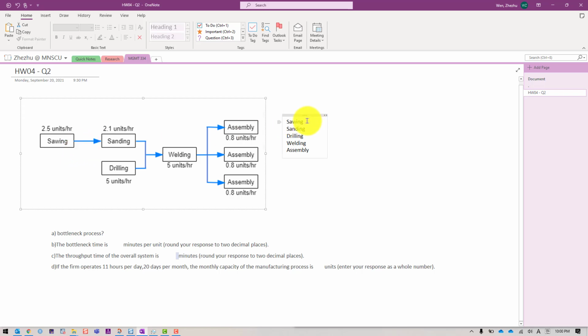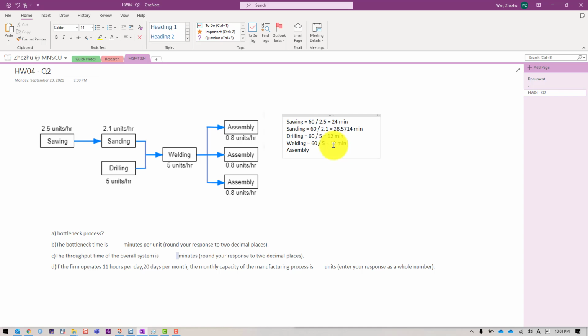So I'm just going to get that first. For sawing, I'm going to convert everything to minutes. 60 divided by 2.5 is 24 minutes for sawing. For sanding, it's 60 over 2.1. And drilling is 60 minutes for 5 units, so you get 12 minutes per unit. Okay. Welding, 60 minutes, 5 units.